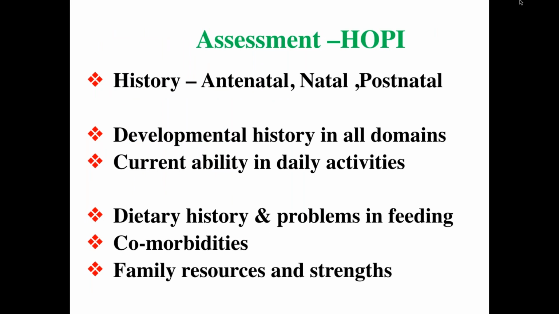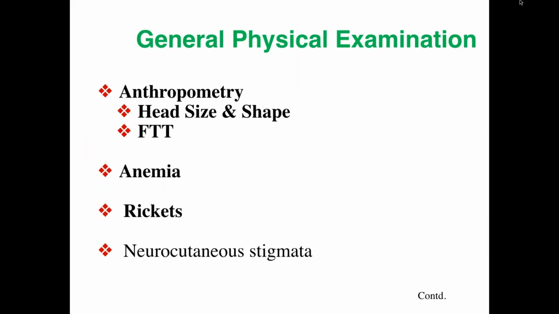For that, you need to take a detailed antenatal, natal, and postnatal history. You have to take the history of development in all the domains till the current abilities in daily activities. Look for conditions which are commonly comorbid with them, especially feeding problems. Then in examination, you have to look at general physical, systemic, and musculoskeletal. In general physical, the anthropometry is very important, especially the head size and shape, and look for failure to thrive, anemia, rickets, and neurocutaneous stigmata.